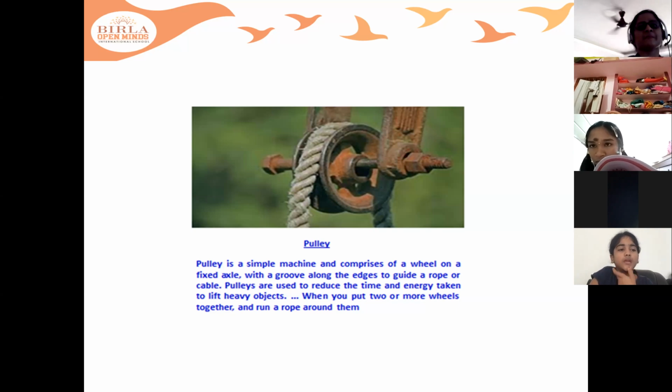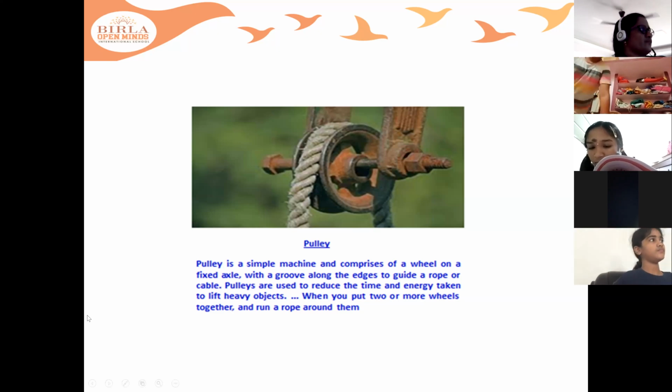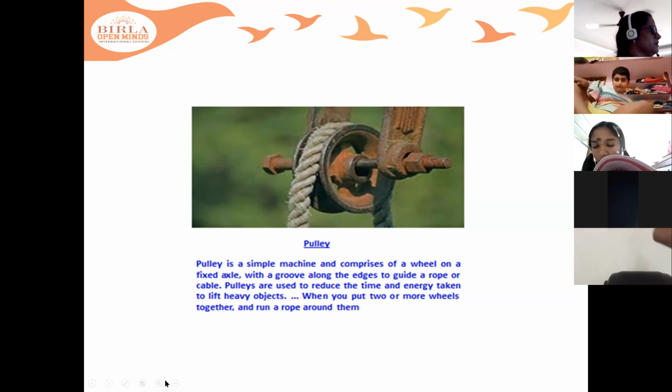It's used as a cable. We just pull a bucket filled with water. You can see this in this image. It's being used to pull water from a well.